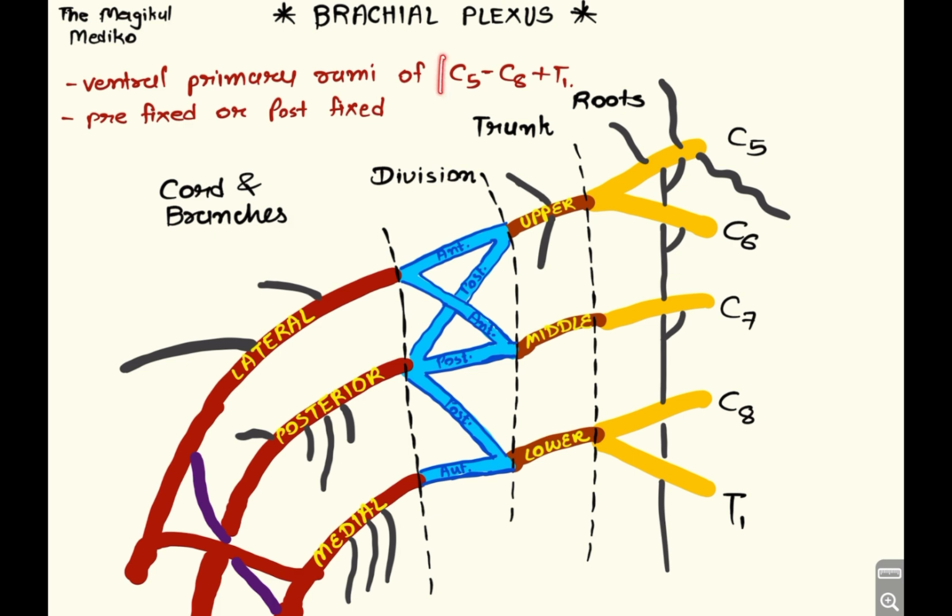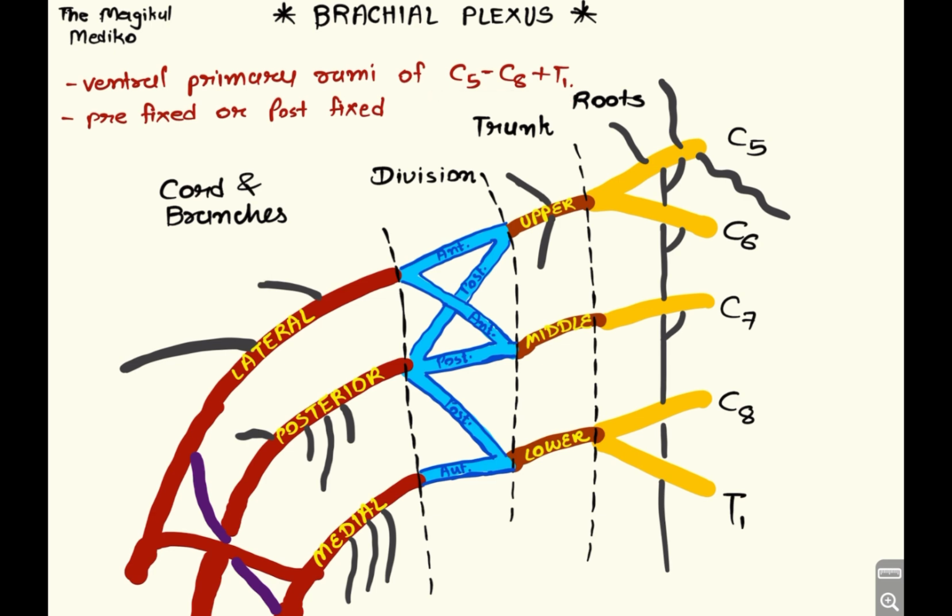Roots of C5 to C8 and T1 form the brachial plexus. It's ventral primary rami only, not dorsal primary rami. If you see, the spinal cord has an anterior root and a posterior root. They form a spinal nerve, which has a dorsal primary rami and a ventral primary rami. So all ventral primary rami of C5 to C8 and T1 will form the brachial plexus.